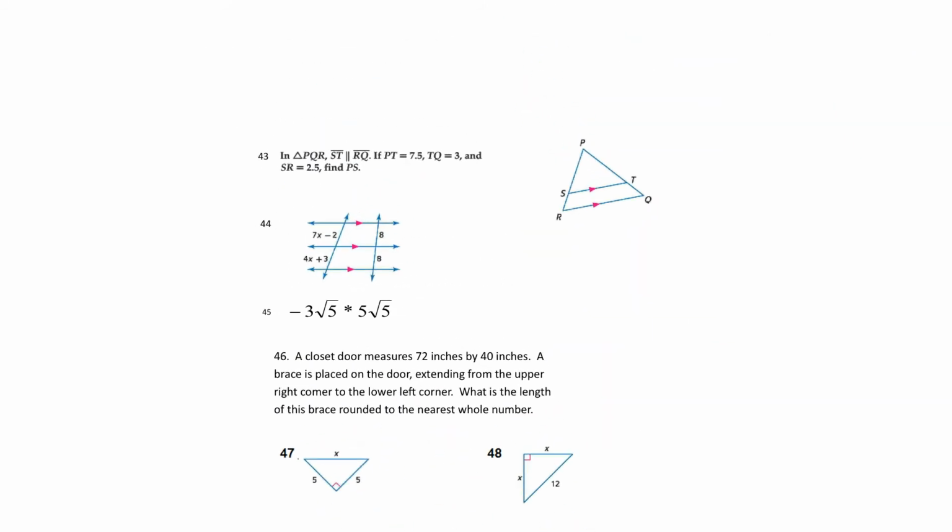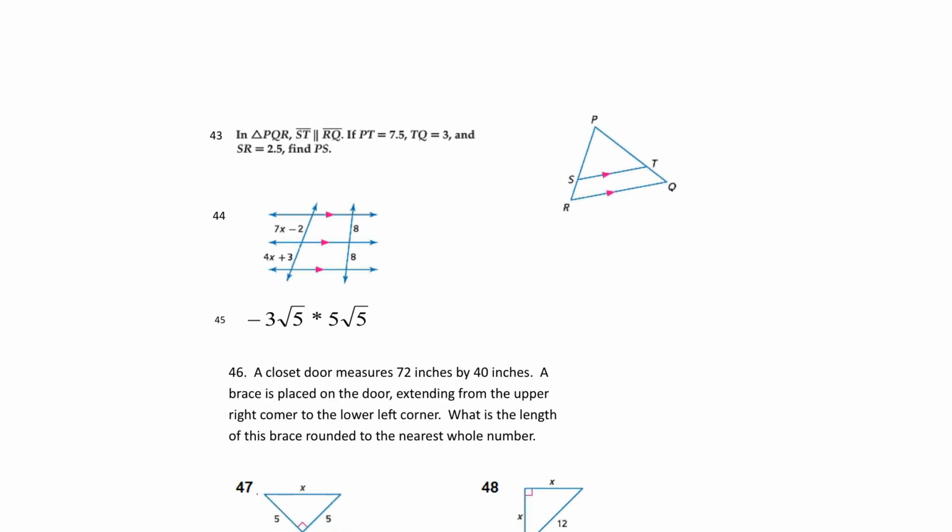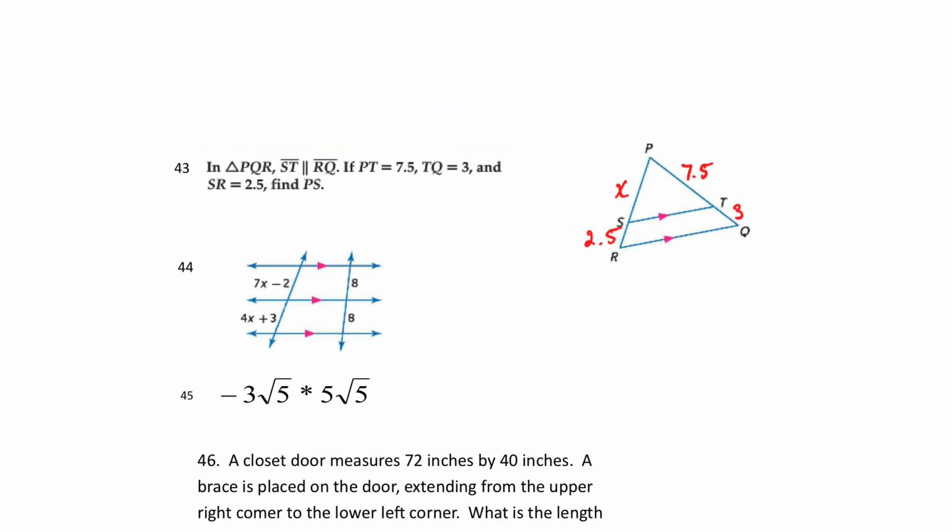The very back. Okay, PT is 7.5, TQ is 3, SR is 2.5, and we're looking for PS. So we're going to set up a proportion again here. So X is to 7.5 as 2.5 is to 3. And we can do that because these two lines are parallel.